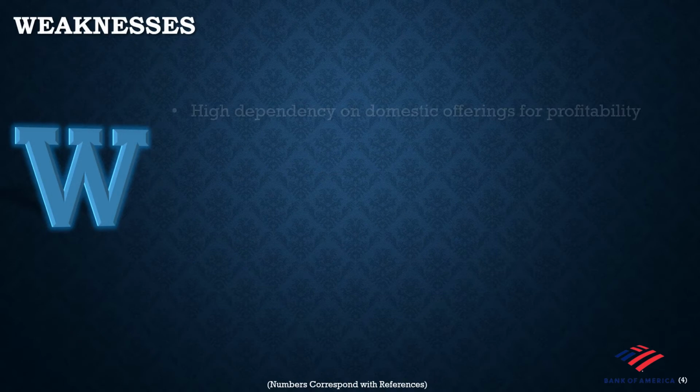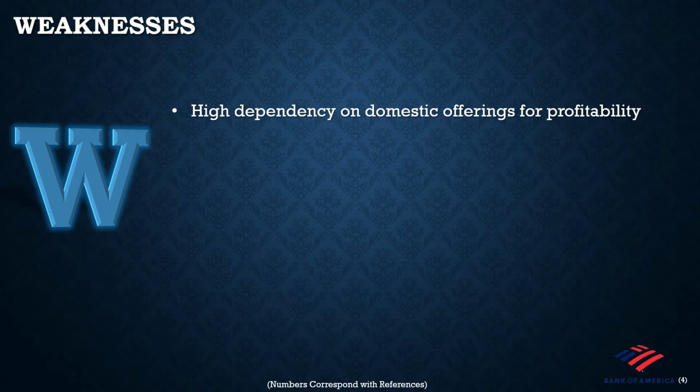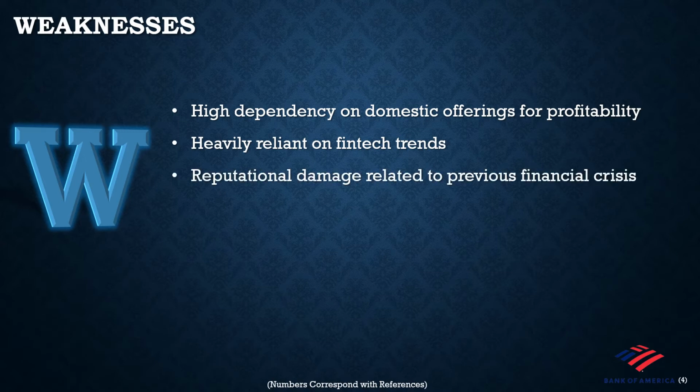To summarize, Bank of America has a high dependency on domestic offerings for their profitability. They are heavily reliant on the fintech trends, so as things are changing. Also, there is a weakness of reputational damage, which is related to previous financial crises that they still have not been able to fully.